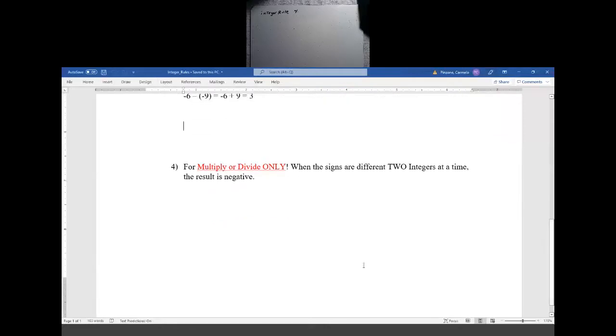Integer rule 4. For multiply or divide only. Notice that I've highlighted this in red. Make sure you understand that. Rule 4 is for multiply or divide only. This is where the confusion can happen when you see different things, and I'm going to show you examples of what's going to happen. You might say right away, oh, integer rule 4, or is it integer rule 1? Integer rule 4, multiply or divide only. When the signs are different, 2 integers at a time, the result is negative.